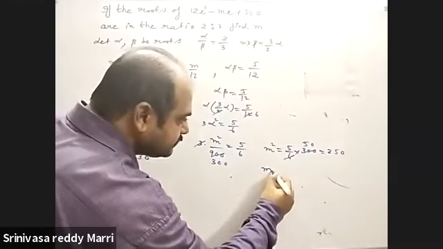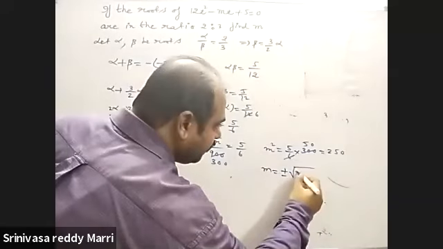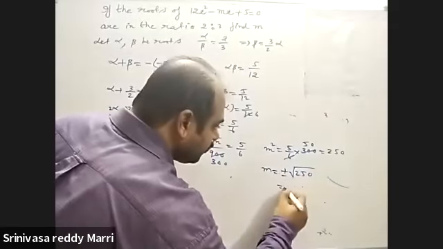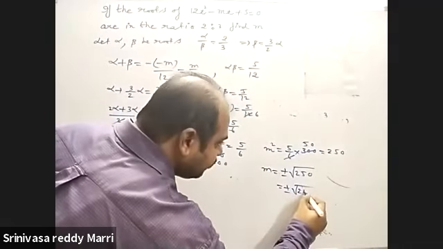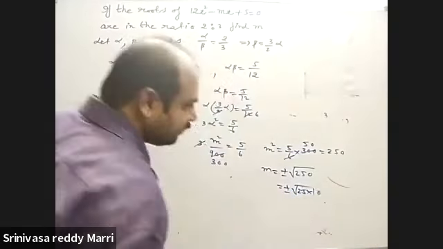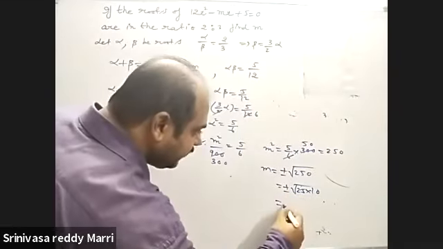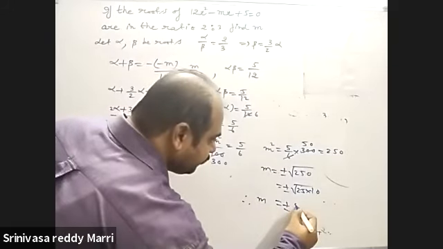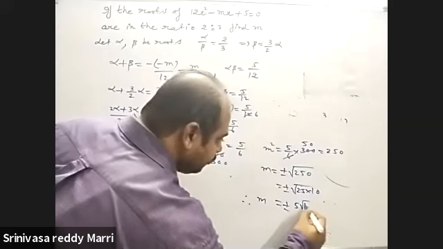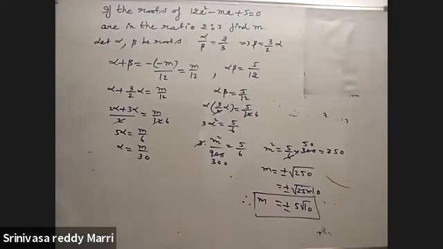That means m equals plus or minus root of 250. Whenever a square is there, write plus or minus. 250 is 25 into 10. Root 25 is 5, therefore the final answer is m equals plus or minus 5 root 10. That is the value.